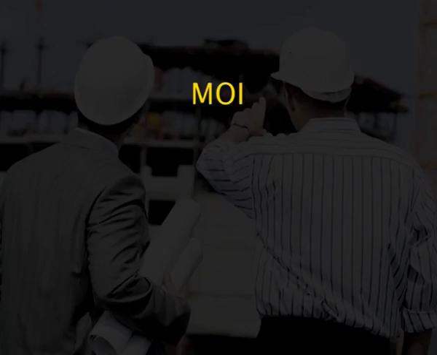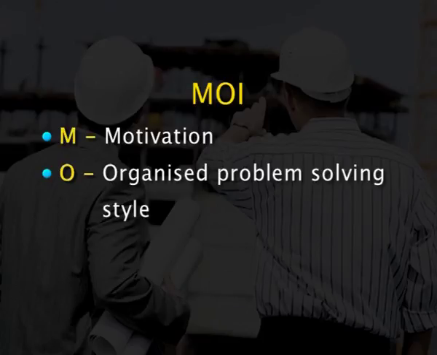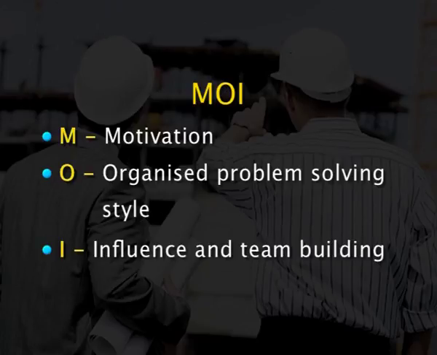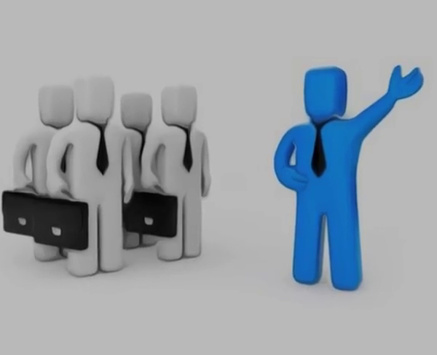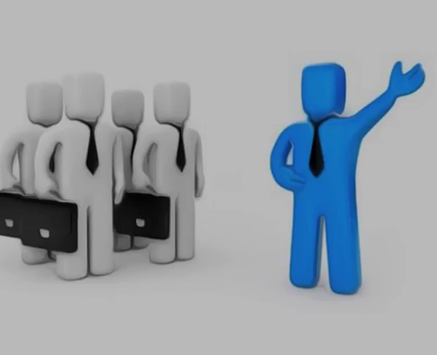What are the various abilities of the project manager? As we have seen in the first lesson, the same acronym of MOI. M stands for motivation, O stands for organized problem solving style, I stands for influence and team building. Let us consider few other techniques through which project manager can motivate his team members.